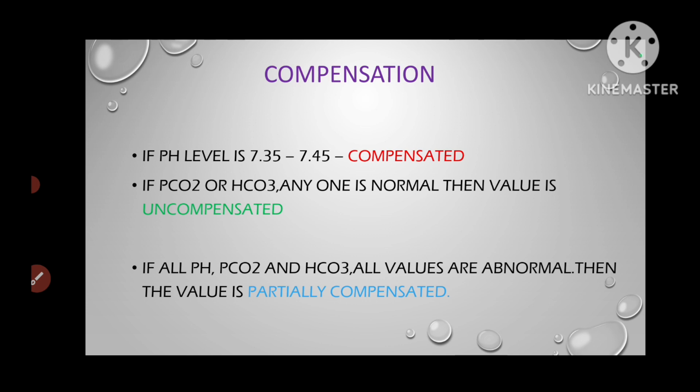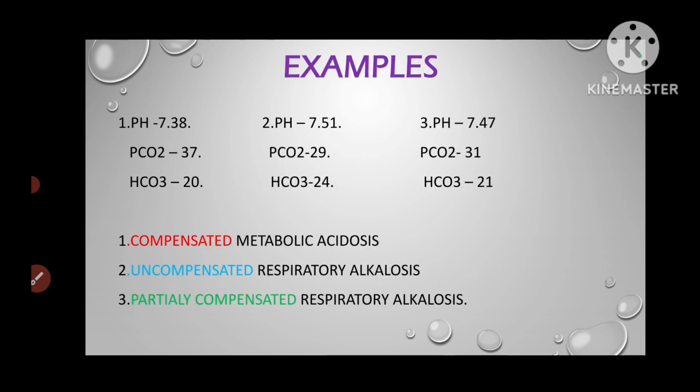First is compensation. If the pH value is normal, then it is compensated. If any one of the values is normal, then it is uncompensated. If all values are abnormal, then it is partially compensated. Okay, we will see examples for this also. We will see three examples, one for each of the three.